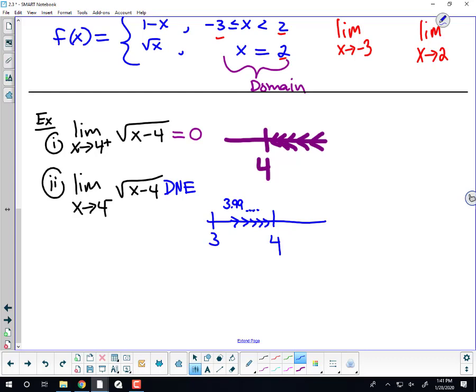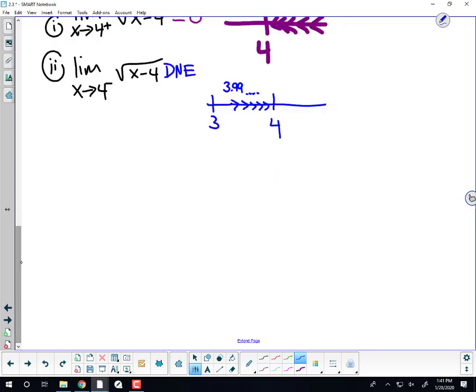Does anybody remember what the graph of the square root of x minus 4 looks like? What does the graph of the square root function look like? Right, it's like this gradual curve. When I have a minus 4 in the middle, what does it do? It shifts it to the right. If you saw the graph, this would all probably make 100% sense. Here's the graph of the square root of x minus 4. If I ask you to approach 4 from the left, there's no road, there's no function to approach 4 on from the left.